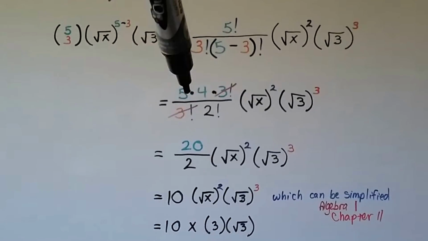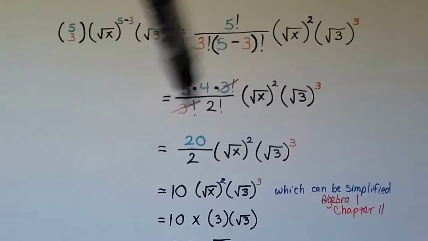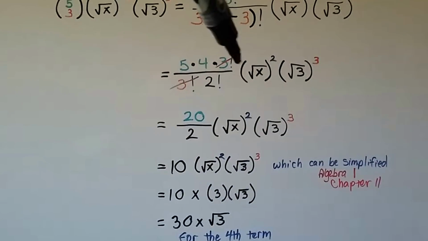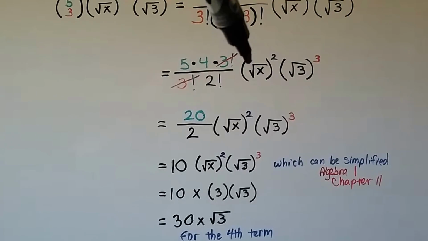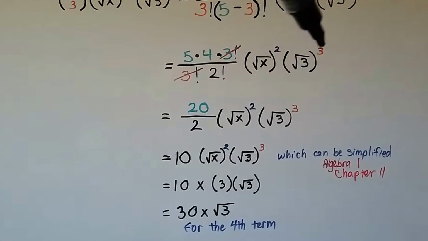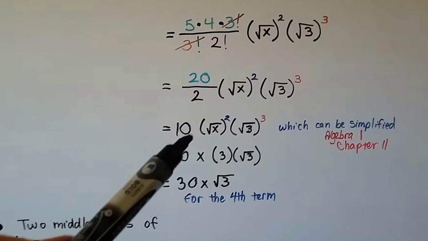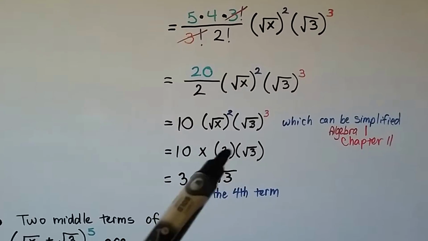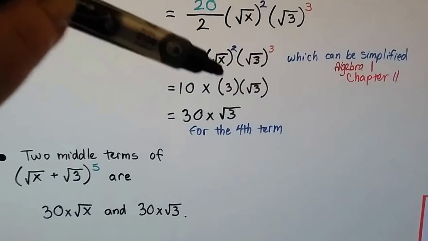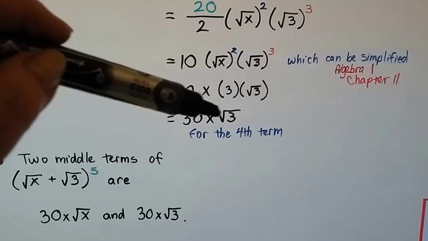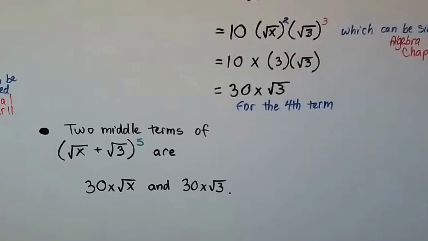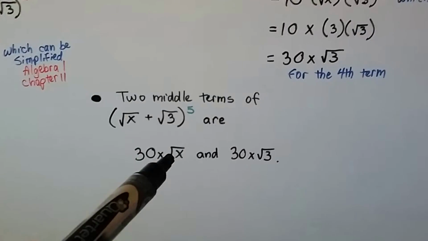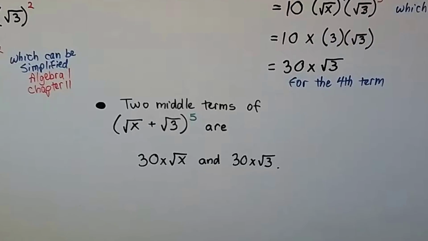We write the 5 factorial with a factor of 3 factorial and cancel them out. We end up with our 20 over 2 again, which is a 10. Here, we've got the square root of x raised to the second power and the square root of 3 raised to the third power. That's going to give us just an x, and that's going to give us 3 square root of 3. We multiply the 3 times the 10, we get a 30x square root of 3 for our fourth term. So the two middle terms are 30x square root of x and 30x square root of 3.